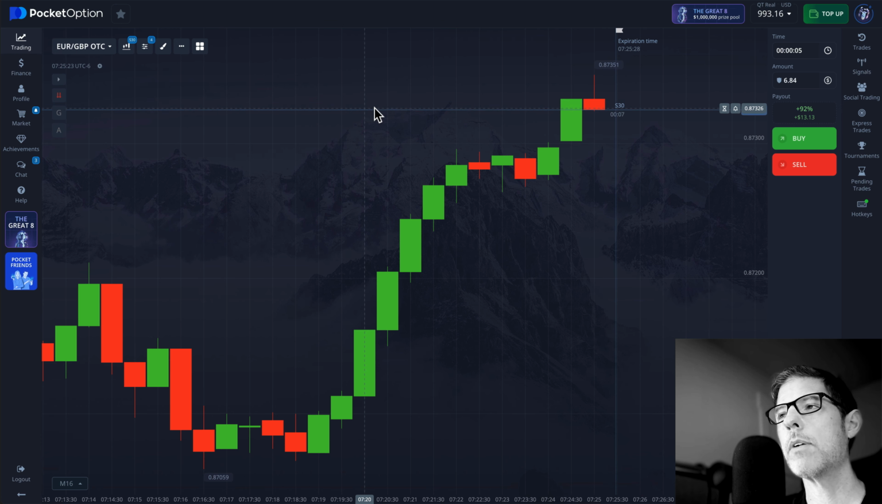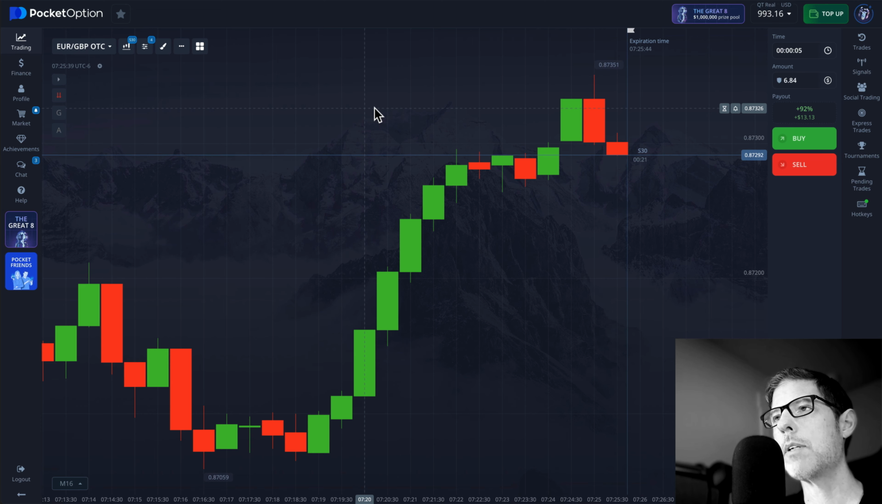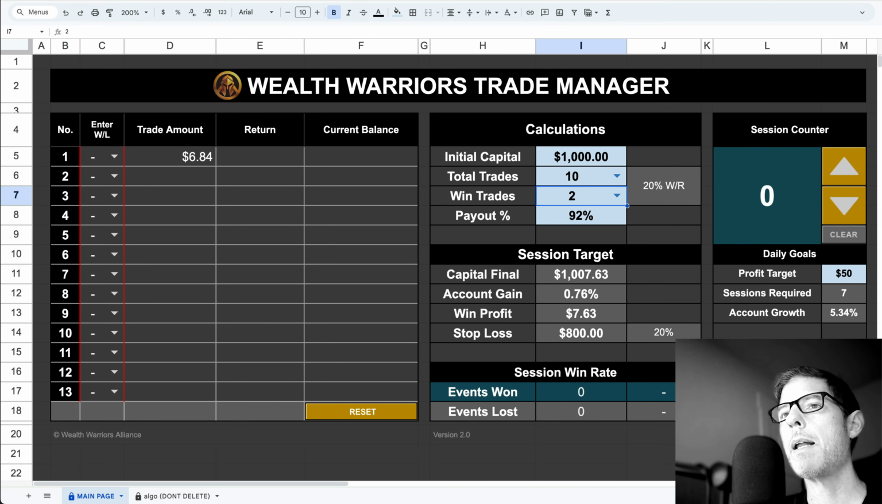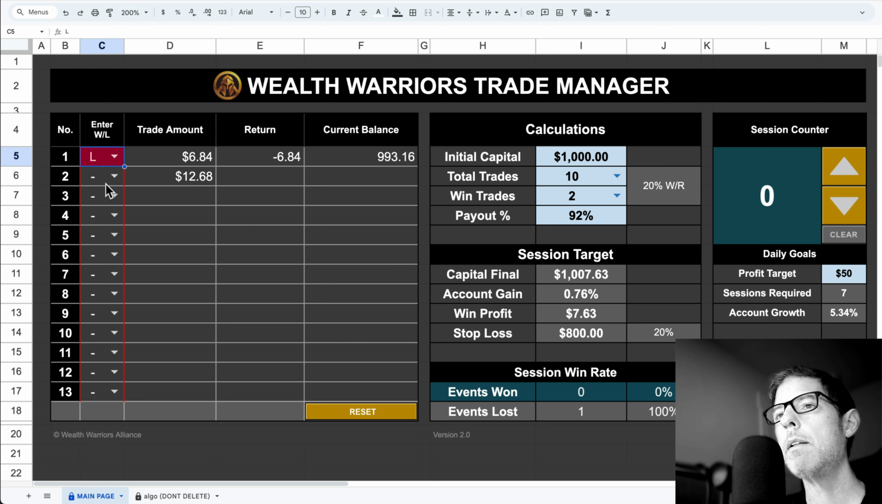If I were to trade for the very first time, or if I'm new to Pocket Option, I would trade in sessions. That's how we've designed the trade manager. So that's how it's built. So that trade that we just lost, I will go ahead and mark that with an L. And then the trade manager will give me the amount for the next trade, which is 1268.